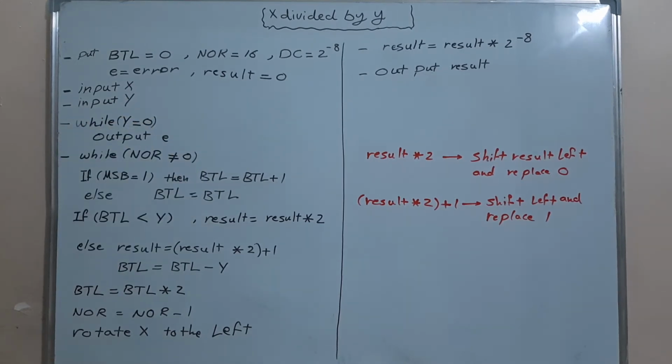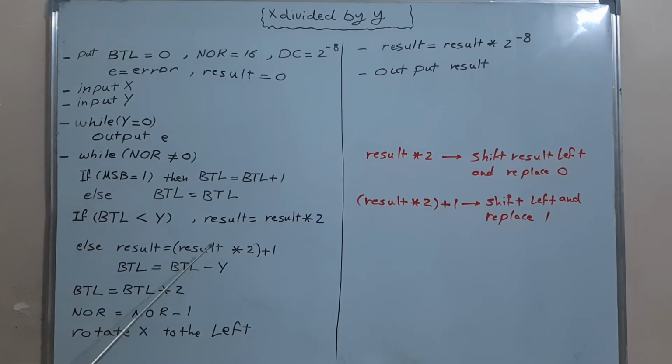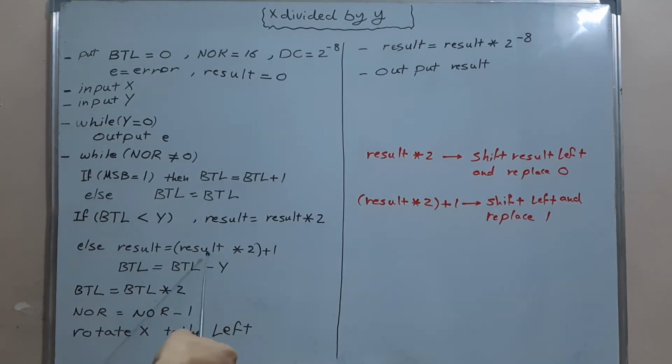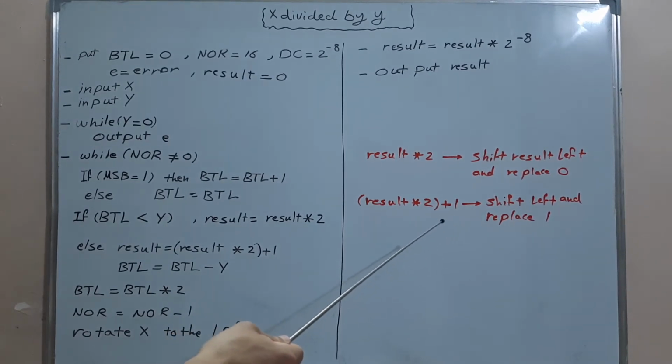And before we proceed, the operation result equal to result multiplied by 2 is done in the computer system by shifting the result to the left and replacing 0, and that operation, which is result multiplied by 2 and the whole is added to 1, is done by shifting the result to the left and replacing 1.